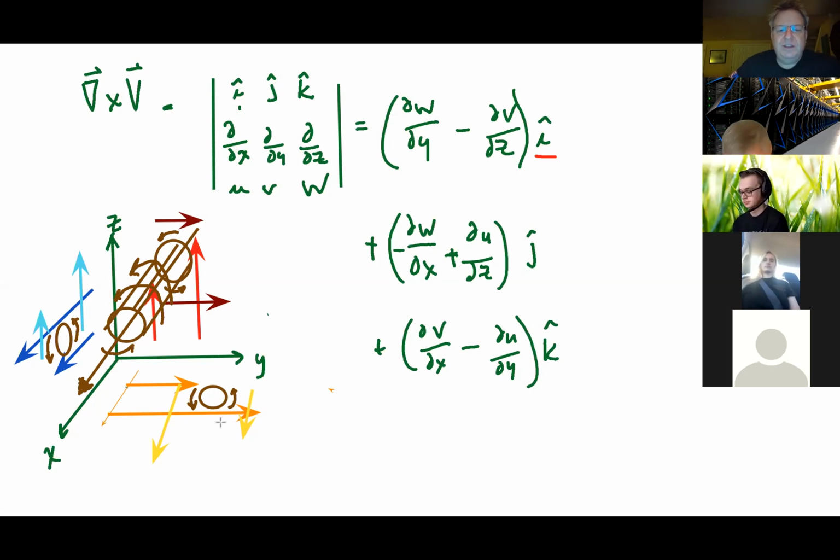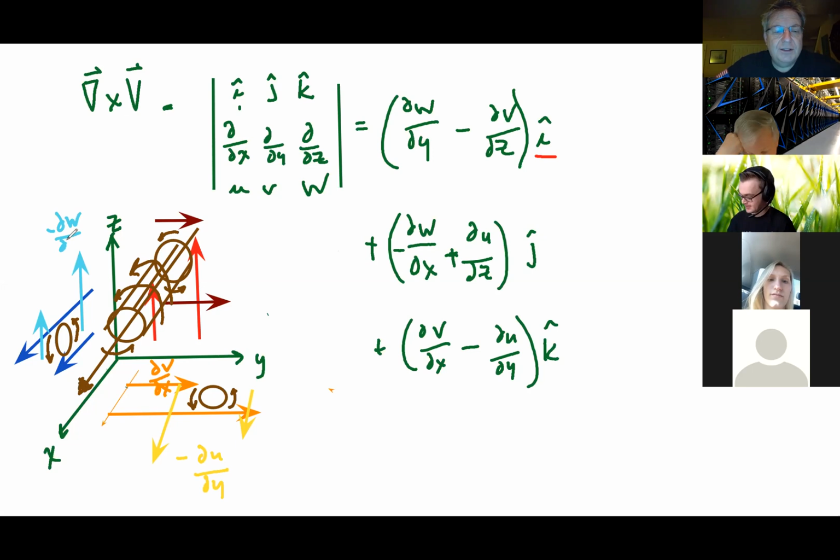So what is the yellow? du over dy. Not just du dy, negative du dy. What is the orange? Positive dv dx. What is the light blue? That's du dz. Negative dw dx. Right, this is a w, it's a vertical velocity, so that's a negative dw dx.